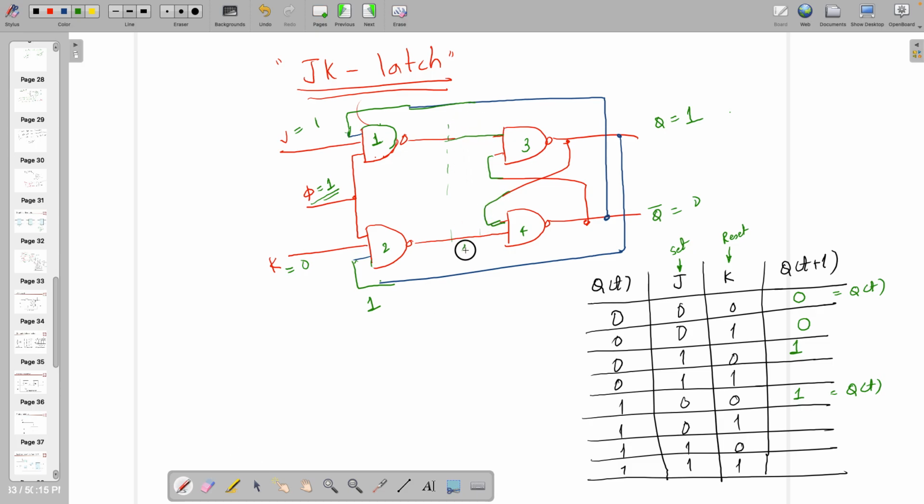Okay, so this will give me 1. Here this is 0, so it's going 0, so this will again give me 1. So this will be 1 and this will be 0 because both are 1, right. If you look at the stable output, you will again see that for the set J you will have 1, for the reset K you will have 0, right.